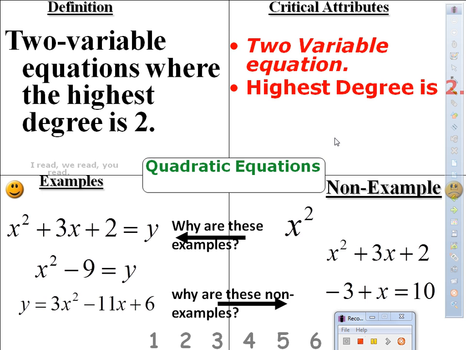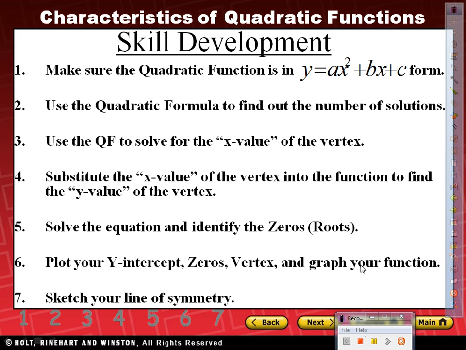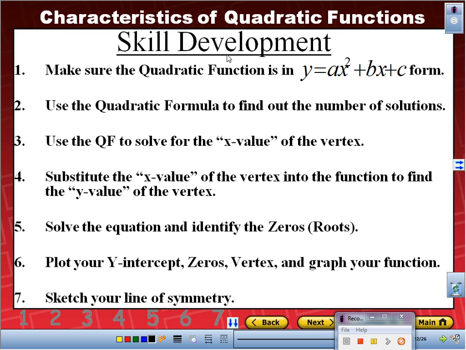Copy these down, please. It's only 7. Step 1: make sure the quadratic function is in y equals ax squared plus bx plus c form. When you get to that point, write underneath or above it, standard form. Step 2: use the quadratic formula to find out the number of solutions. Step 3: use the quadratic formula, that's what QF stands for, to solve for the x value of the vertex.